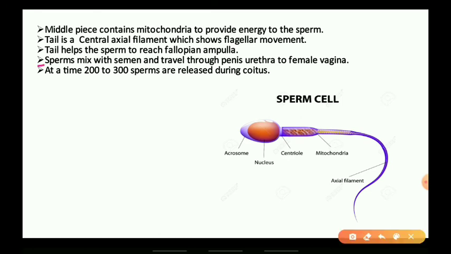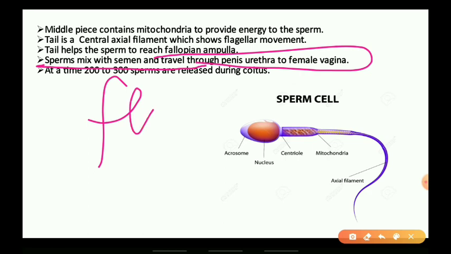Children, whatever sperms are there, they have to mix with the semen. They have to mix with some fluid so as to show mobility. Because all alone the sperms cannot move and cannot come out through the urethra, and cannot go from the penis of the male to the female vagina. So they need some fluid, and semen is a fluid.